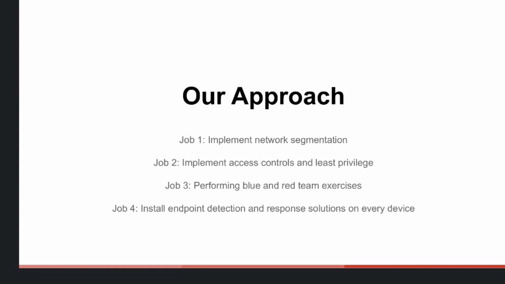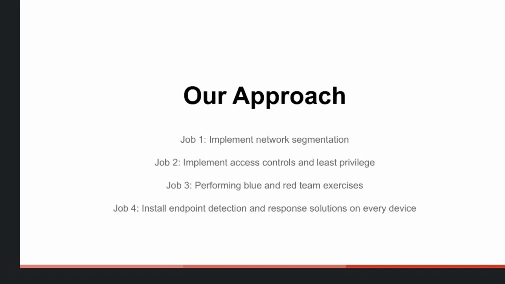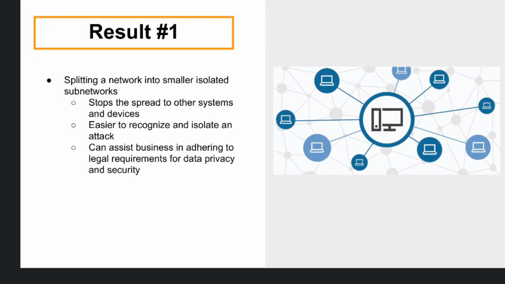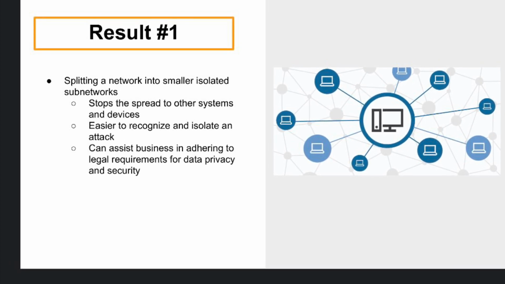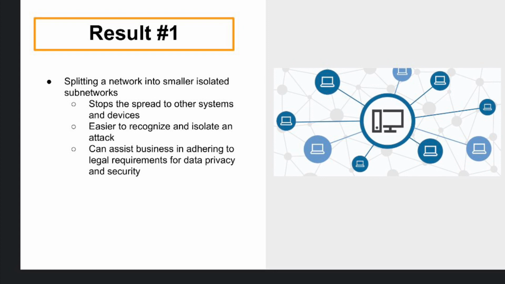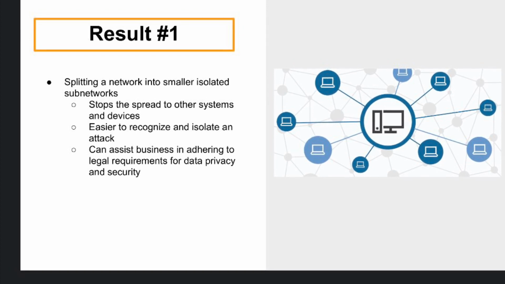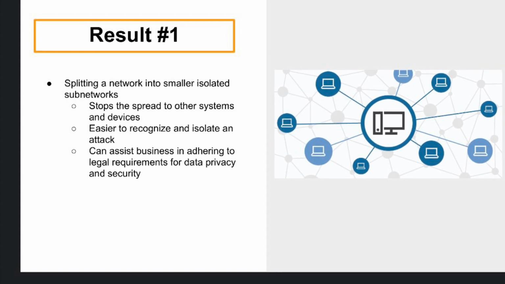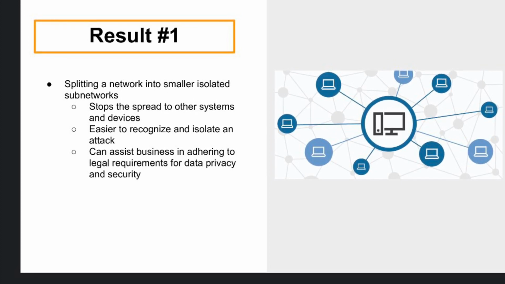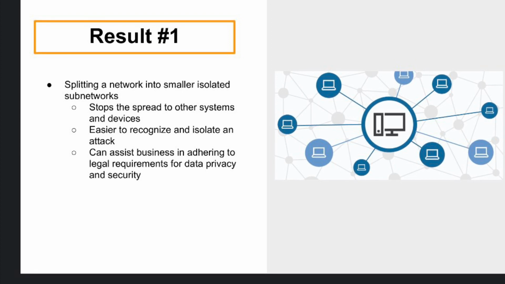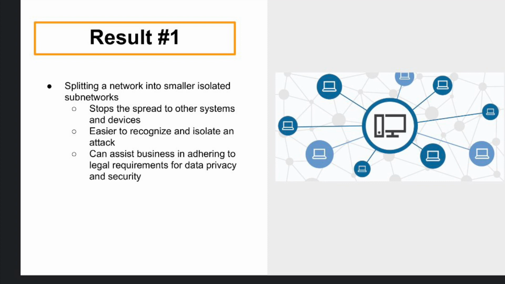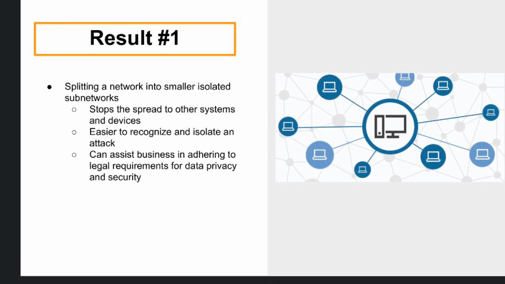So job number 1 is to implement network segmentation. And the result of this would be by establishing the network segmentation, the danger of a cyber attack is decreased and security is increased. By splitting a network into smaller isolated subnetworks and separating with firewalls, it can reduce the effect of a cyber attack and stop it from spreading to other systems and devices.